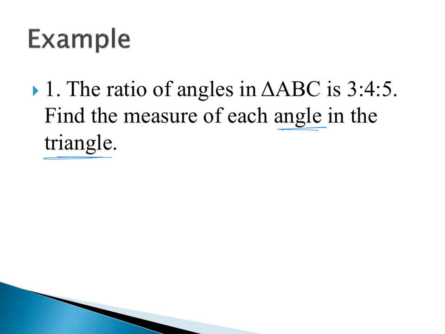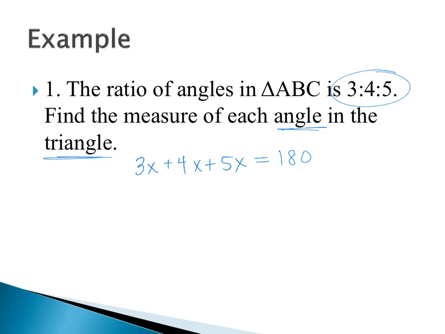So what you do is you take this extended ratio, 3 to 4 to 5, and you put x's behind them. So you do 3x, and then you add them together, plus 4x plus 5x. So you take the 3 numbers, put x's behind them, add them together, and in this case we're talking about the angles in a triangle, so it's going to add up to 180. And there it is. There's your equation. Now you're going to be able to solve this.